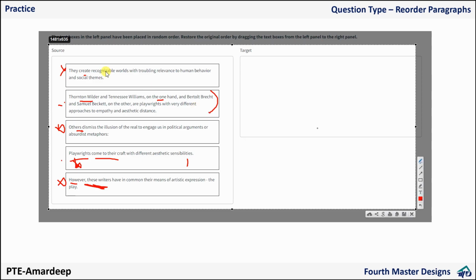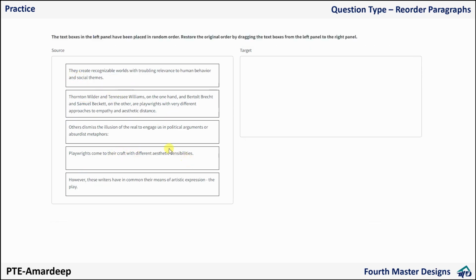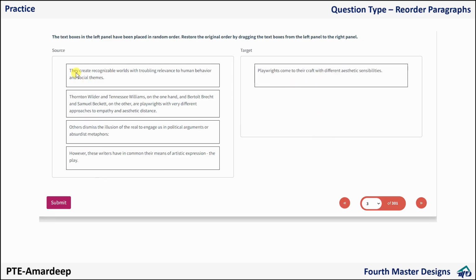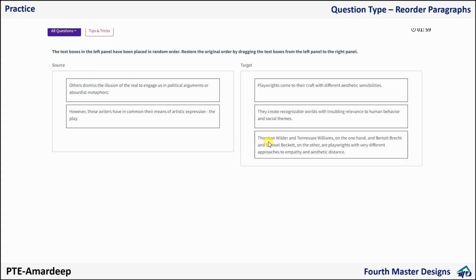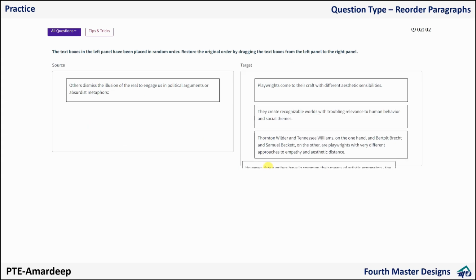So there is no relation so far. "They create recognizable words." So this "they" cannot refer to both types here. So I'll go for number one, playwrights, and then I'll say "they create," because it is plural here. Now, "troubling reference to human behavior and social themes." They create recognizable words, human behavior and social themes. "These writers have something in common." So it looks like they are talking about two different types of people here, but they have something in common.